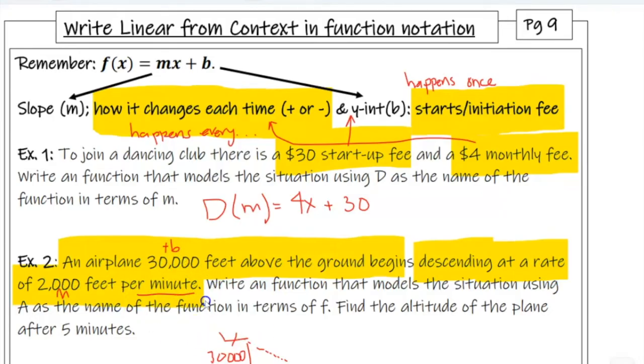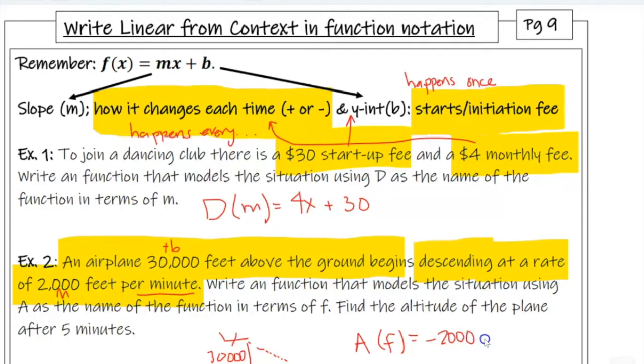All right. So again, we're just writing our function in terms of whatever they tell us. So let's read. Write a function that models a situation using a. So a is the name of the function, in terms of what? In terms of f. So a of f is equal to mx. Now think about the m real quick. It's descending at a rate of 2,000. That means it's going down 2,000. So shall I say plus 2,000 or minus 2,000? Because it's descending, it's minus 2,000 feet.